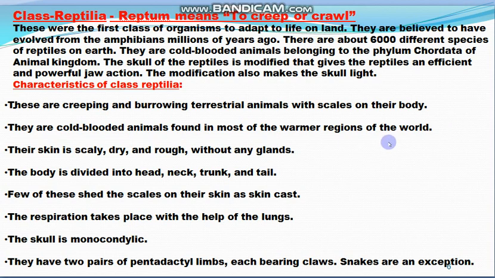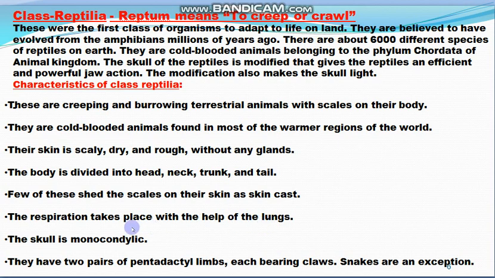The body is divided into head, neck, trunk and tail. In case of amphibians, there is no neck. A few of these reptilians shed their scales as skin cast. They throw away their scales as skin cast, as in the case of snakes. Snakes leave their skin sometimes, and respiration takes place with the help of lungs in the case of reptilians.